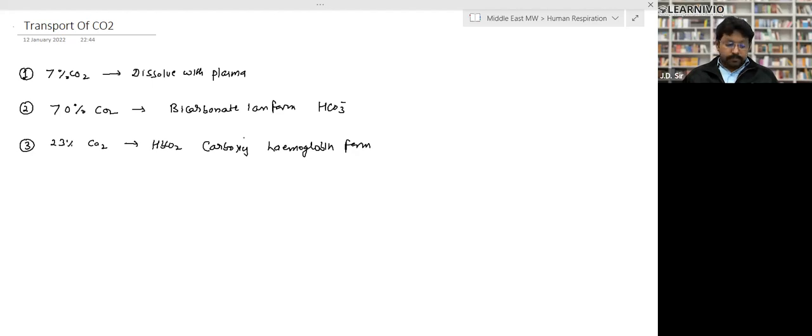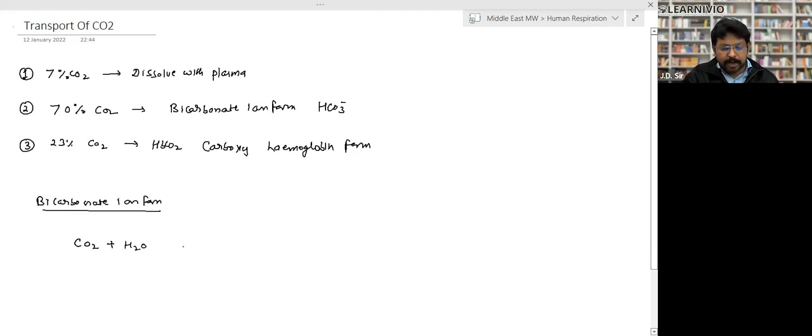it combines with water and forms carbonic acid. Let me tell you how the bicarbonate ion is formed actually. When carbon dioxide goes inside the RBC, it reacts with the water of the plasma.